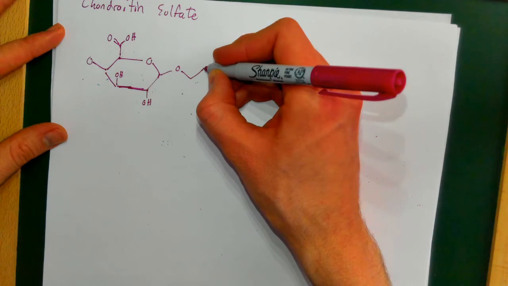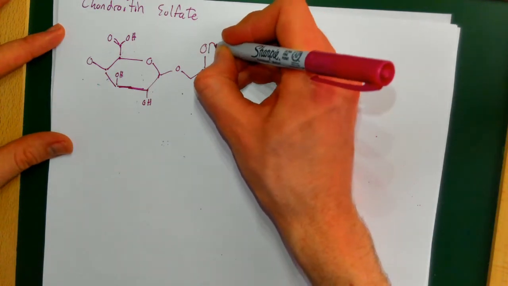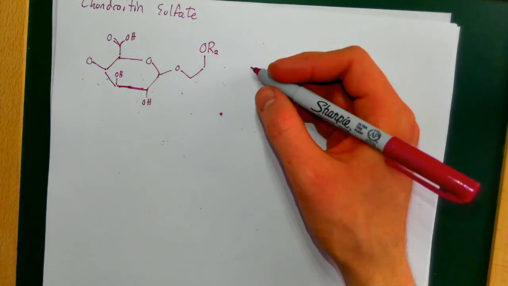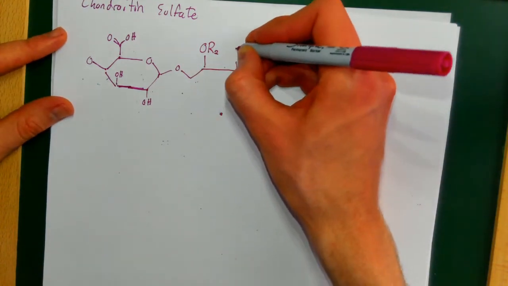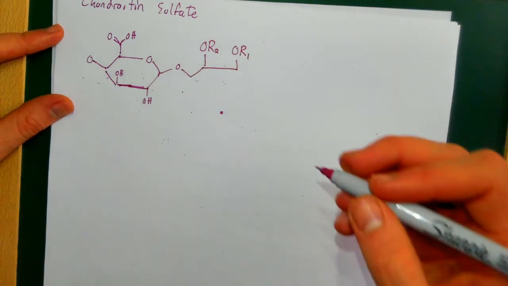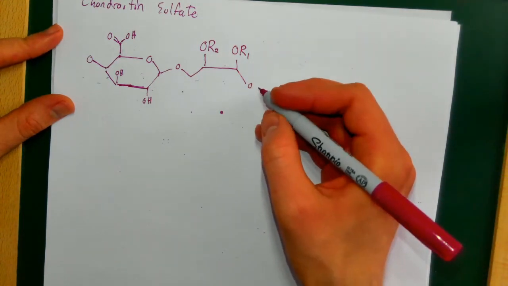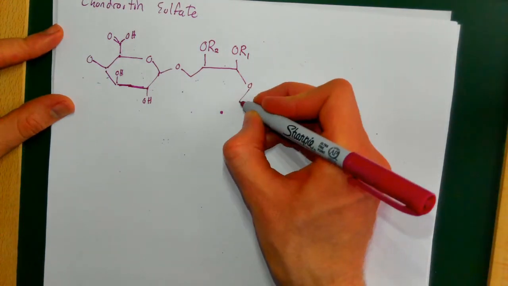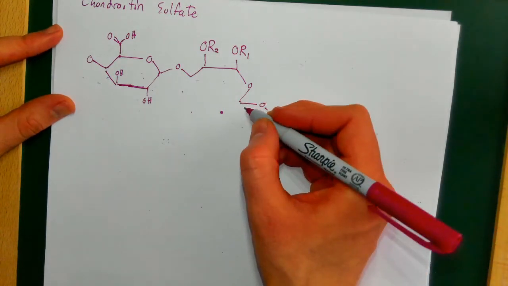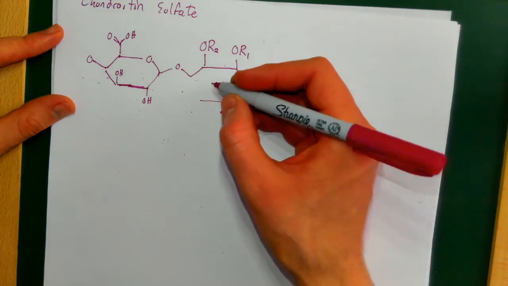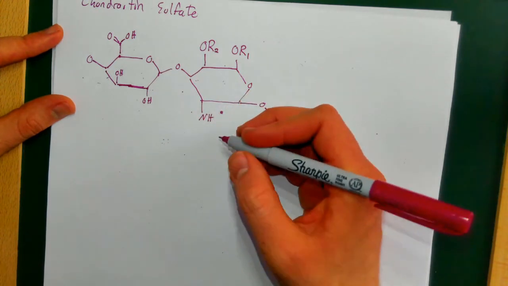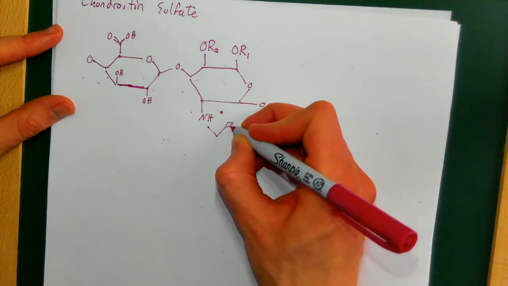And here there's something that I'll call OR2. R2 isn't an atom, but rather a group, which I'll define in just a second. And there's OR1 that I'll call here. It's an O, oxygen, and then we basically have an NH, and then that similar CH3O.